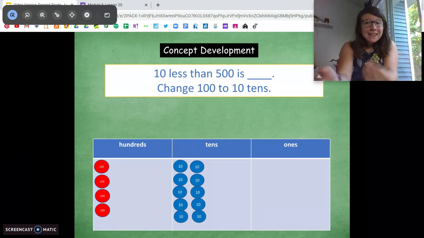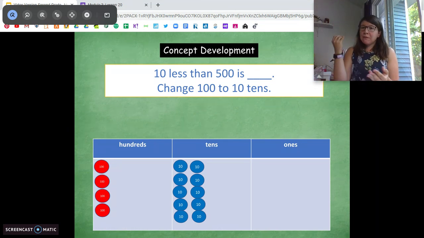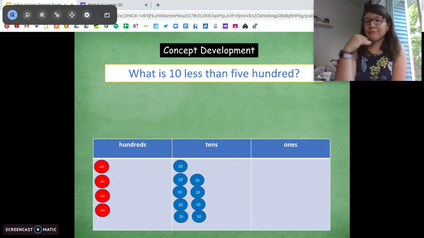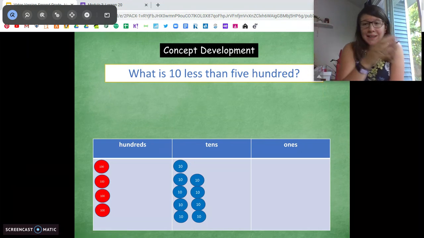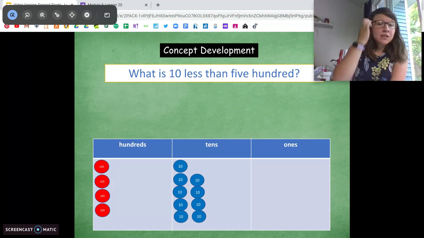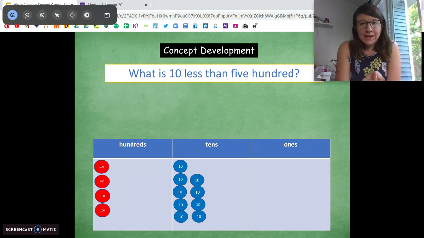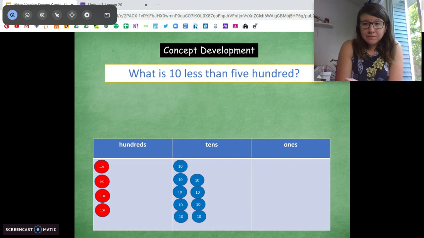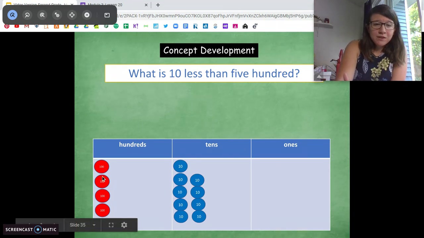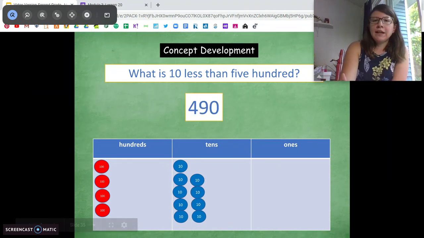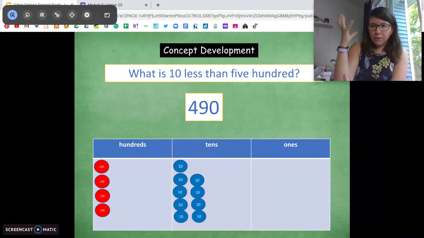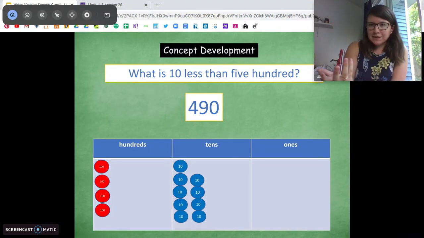So now we can take 10 away easily. So take one of those 10 pieces off. So there they go. 10 less than 500. We can easily figure that out because now we have 10s. So what is 10 less than 500? Go ahead and count that. Very good. 100, 200, 300, 400, 410, 420, 430, 440, 450, 460, 470, 480, 490. So we moved those 10s over, took a 10 away to figure out what 10 less was. Easy as that. Good job.